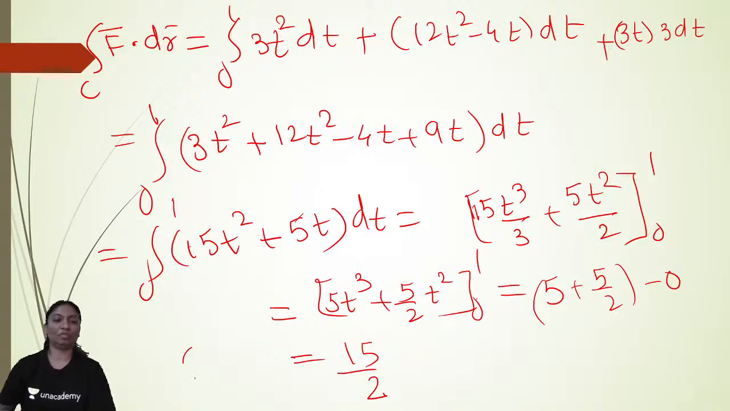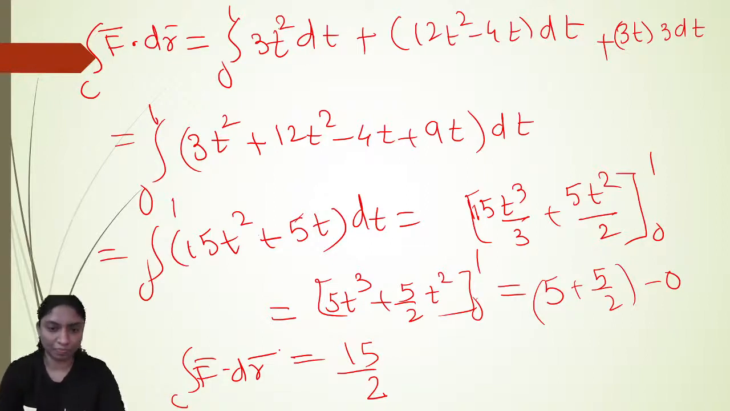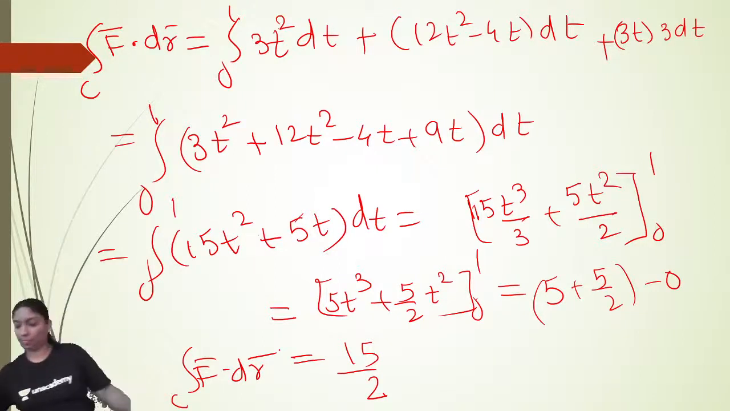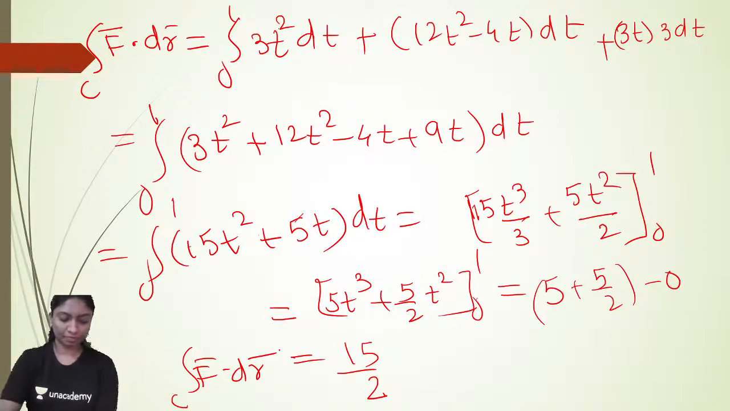Okay. So the final answer of your work done, that is f bar dot dr bar along the given path, is 15 by 2. Okay. I hope you are clear. Now you look at this calculation. I will be back in 1 minute. Now f bar dot dr bar is equal to 15 by 2.